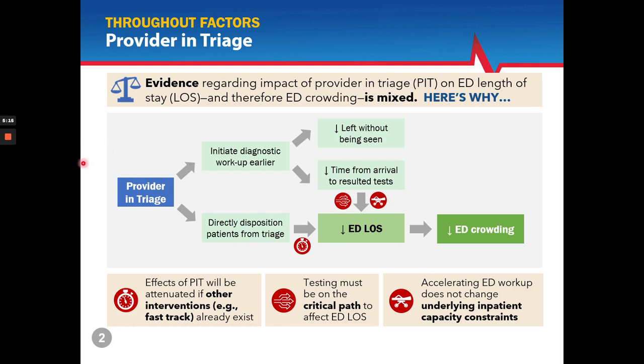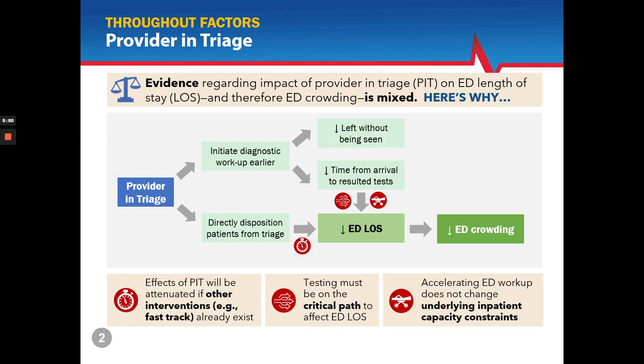First, placing a provider in triage allows you to order labs and studies earlier, meaning you'll reduce the time from patient arrival until their tests have resulted. Now, this can reduce ED lengths of stay, but it might not, depending on the local context. These two red icons depict two reasons why reducing time from arrival to resulted tests might not reduce ED length of stay. So first, when we look at this icon, we see it says testing must be on the critical path to affect ED length of stay.